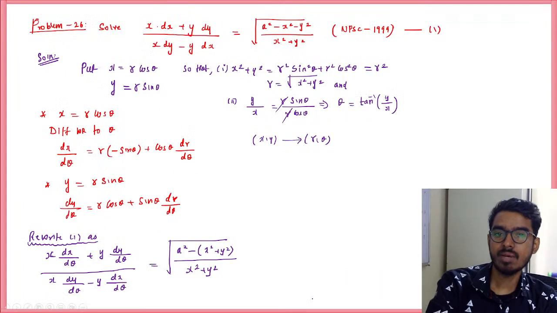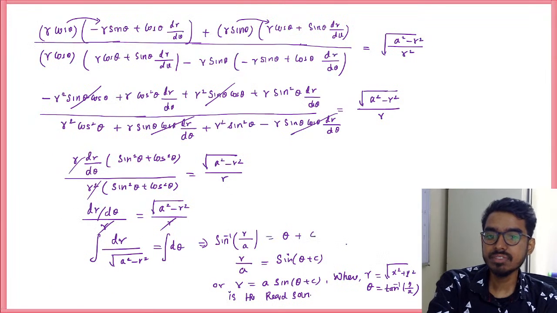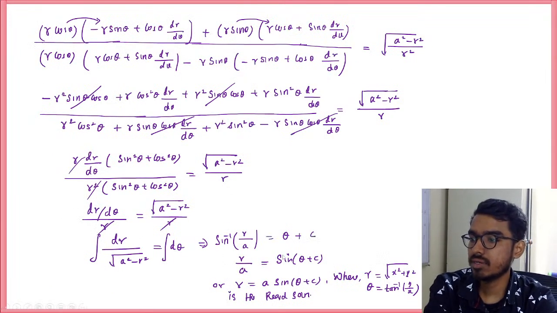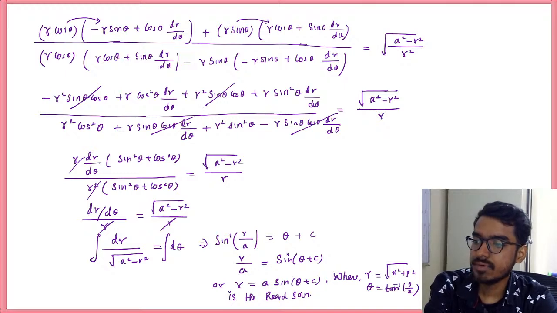It's a very interesting problem. So just convert to polar form by using the substitution x is equal to r cos theta and y is equal to r sin theta, right? So r is equal to a sin of theta plus c is the required solution.